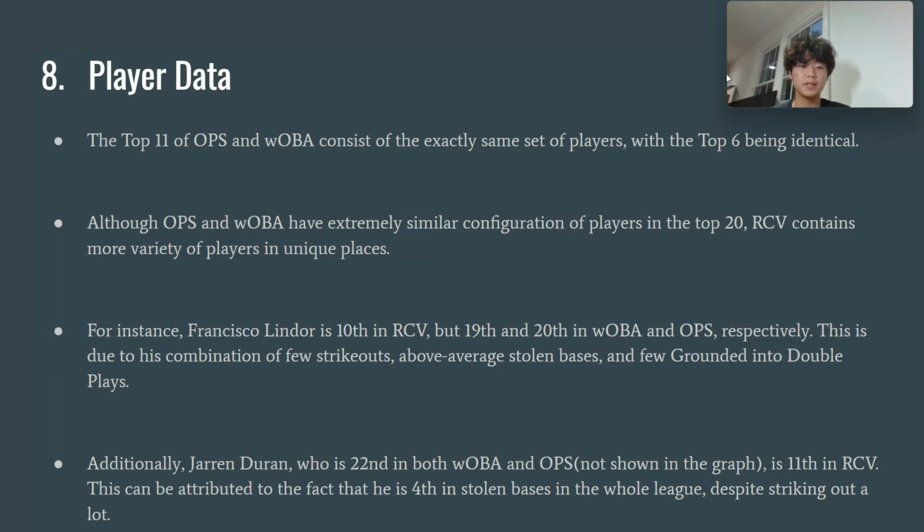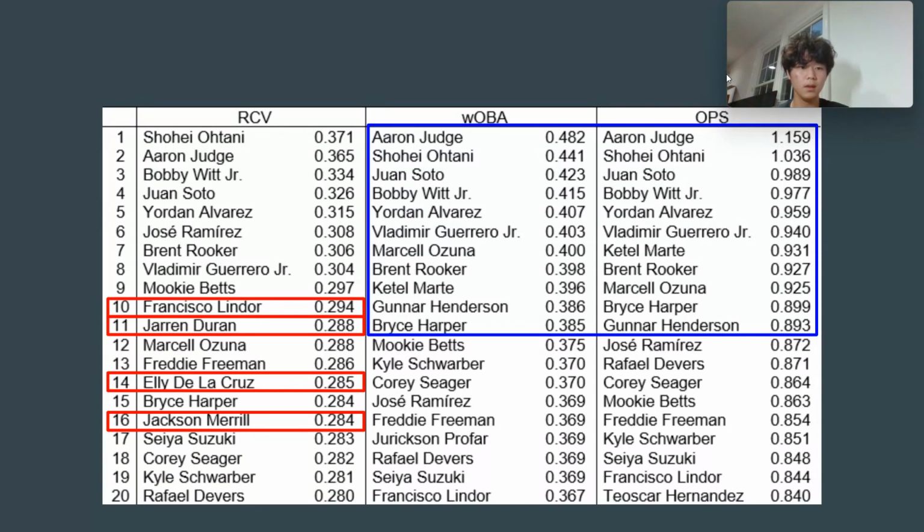Next is the discrepancy in player rankings across metrics. OPS and wOBA show near identical rankings, with the top 11 consisting of the same players and the top 6 being the exact same. In contrast, RCV highlights different strengths.